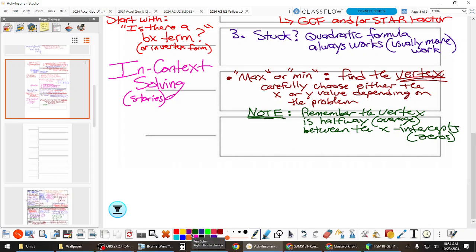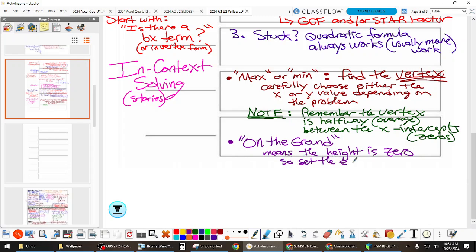Okay, other versions of this. On the ground means the height is 0. So set the equation equal to 0 and solve for the x. Do you guys tend to, in your head, call them zeros or x-intercepts? Just curious.